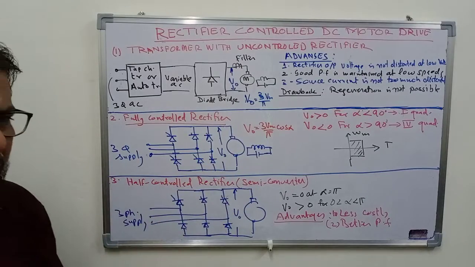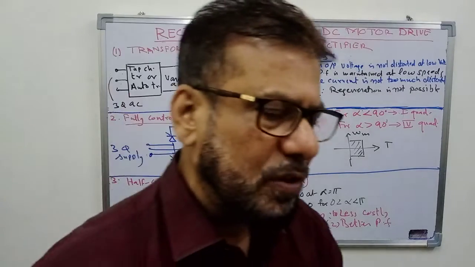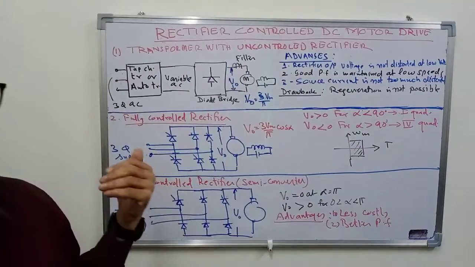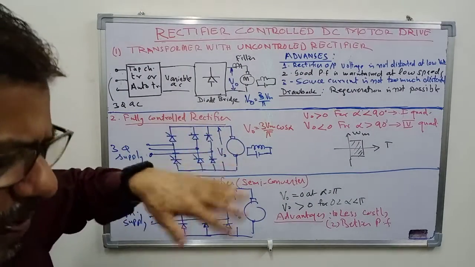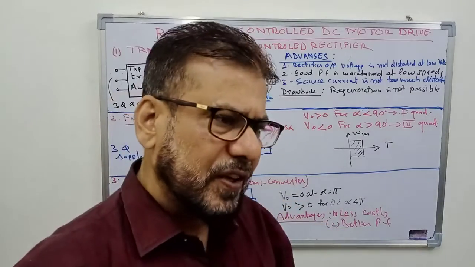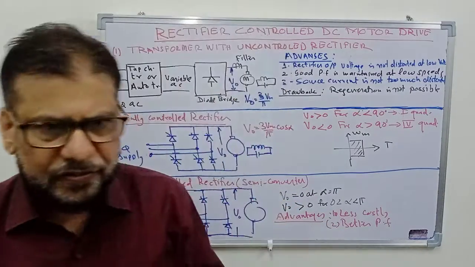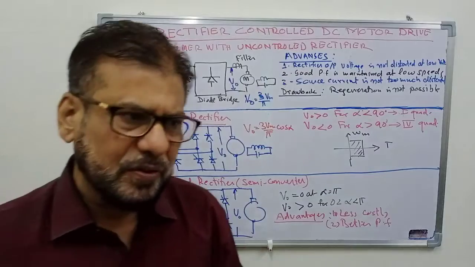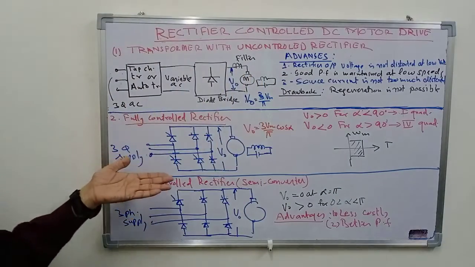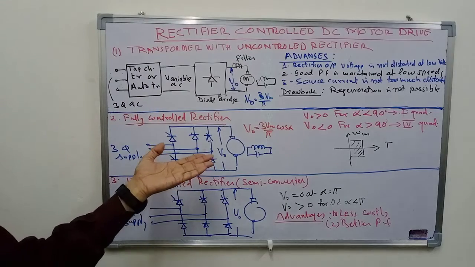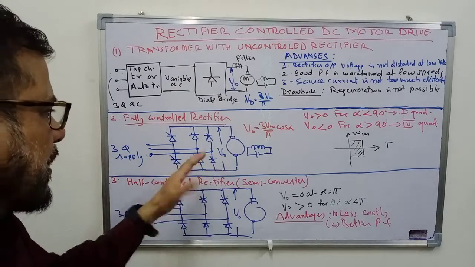For low power applications, for up to say 10 kilowatt motors, we can use a single phase supply, and a single phase bridge rectifier may be used. For even smaller ratings, you can have a single phase half wave rectifier also. That will be more economical. For large power ratings, we have to go for a three phase rectifier here.